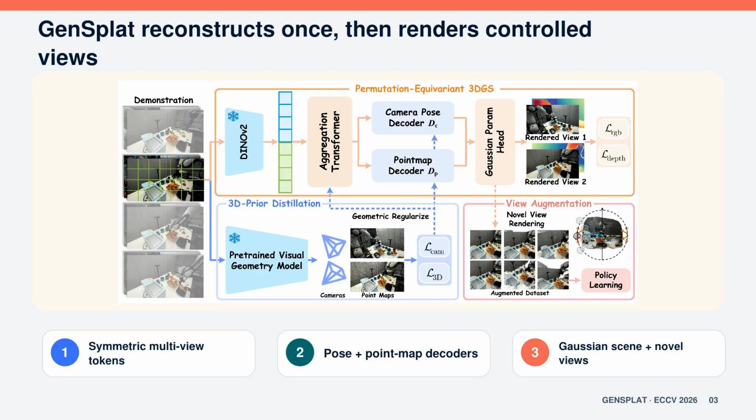After reconstruction, we can sample a target camera transform, render a new observation, and train the downstream policy on the union of original and synthesized data.